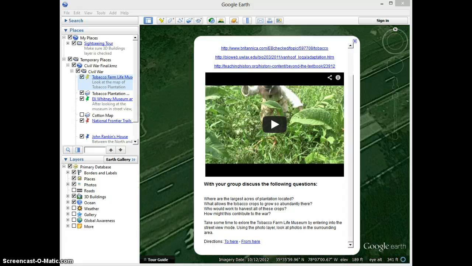Alright, now that you've had time to explore and read about these factors, what conditions allow the crops to grow so abundantly? Who would likely harvest all of these crops? And how might all of this contribute to the war? Discuss these answers with your group.